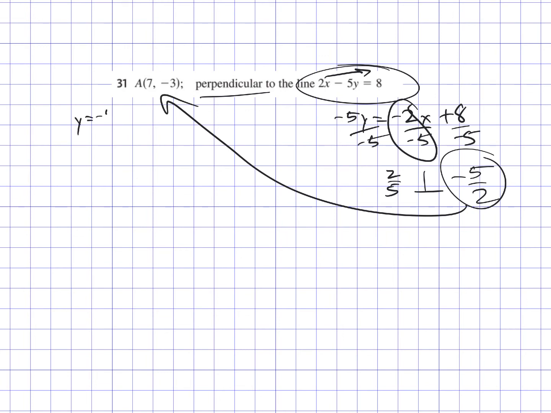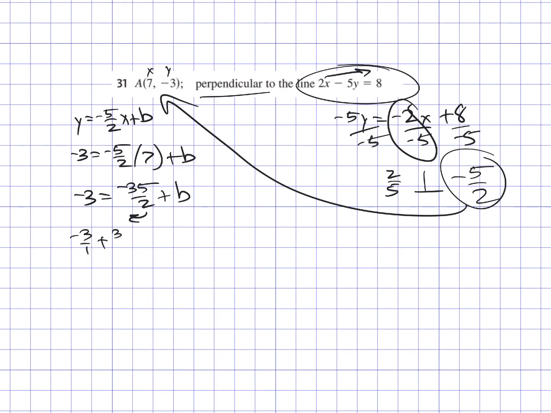So y equals negative 5/2 x plus b. This is our x and our y. So negative 3 equals negative 5/2 times x plus b. So negative 3 equals negative 35/2 plus b. Move it across, we get negative 3 over 1 plus 35/2 equals b. Get a common denominator. So that's 29/2 equals b. So y equals negative 5/2 x plus 29/2.